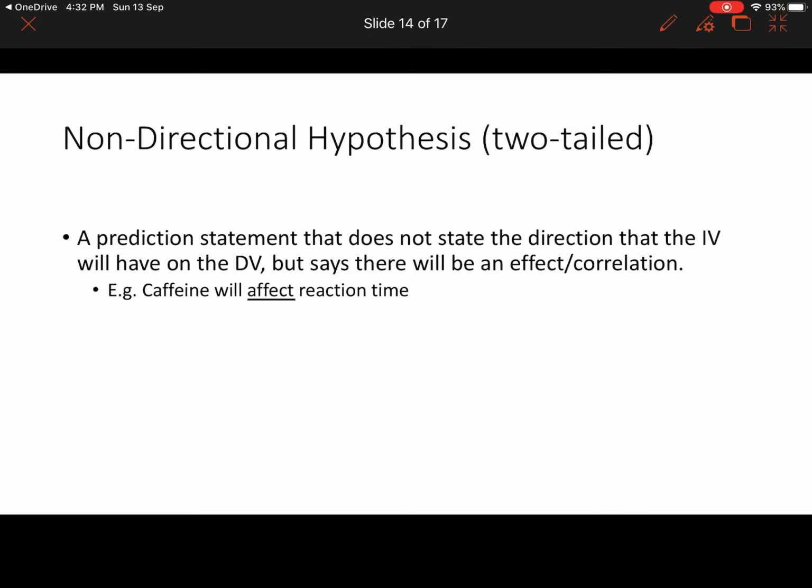Let's have a look now at non-directional hypotheses, otherwise known as two-tailed tests. So a non-directional hypothesis is a prediction statement or a hypothesis that does not state the direction that the IV will have on the DV, but does say that there is going to be some effect, or there will be a correlation. So in this case, caffeine will affect reaction time. We know that caffeine is going to have some effect on reaction time. We just don't know what that effect is actually going to be.